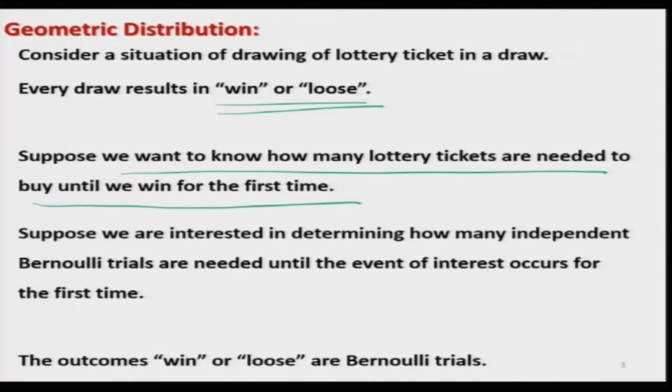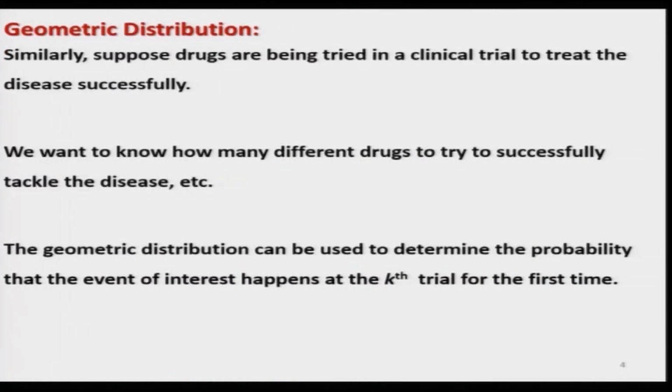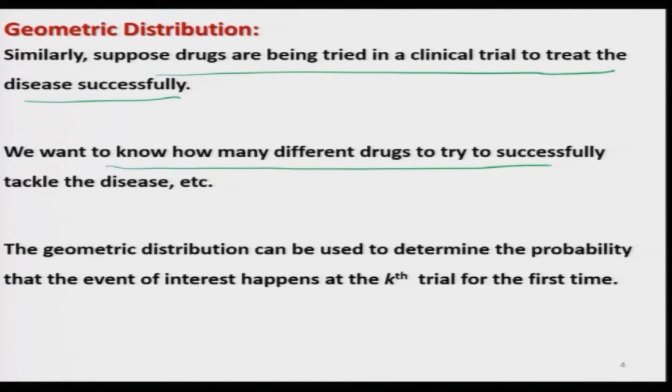Suppose we are interested in determining how many independent Bernoulli trials are needed until the event of interest occurs for the first time. That is the same thing, but in our statistical language. The outcomes which I have just considered, win or lose, are essentially the outcomes of Bernoulli trials. Similarly, you can consider one more example. Suppose drugs are being tried in a clinical trial to treat a disease, and we want to know how many different drugs we need to try to successfully tackle the disease. That is also a similar type of situation in biostatistics.